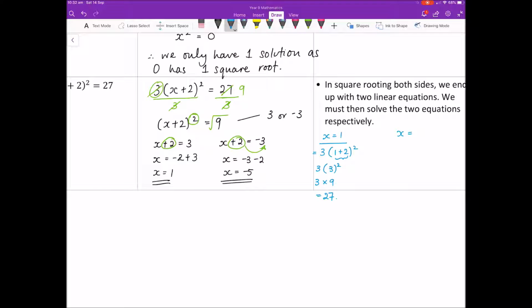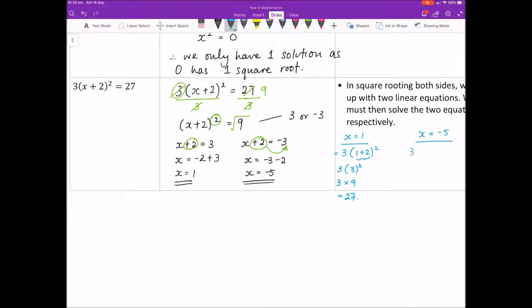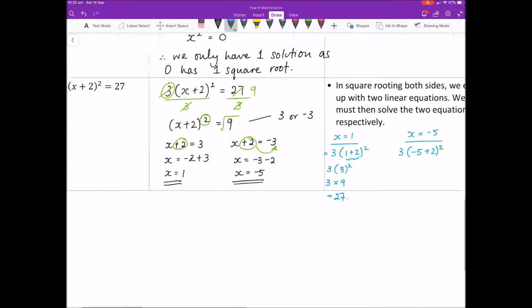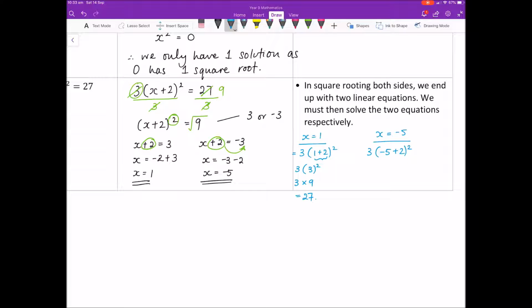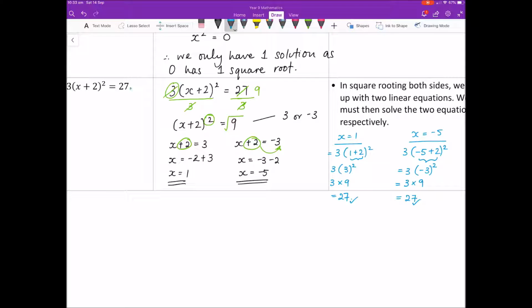Then the other one was x equals negative 5. So we've got 3 times negative 5 plus 2, and whatever's inside the bracket all squared. So let's deal with the inside of the brackets first. We've got 3 times negative 5 plus 2 is negative 3. I'm going to square that. Remember I said before that a negative number squared is going to end up with a positive number. So we've got 3 times 9 equals 27. So both of which match the 27 in the question given.